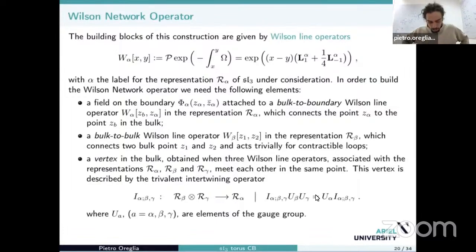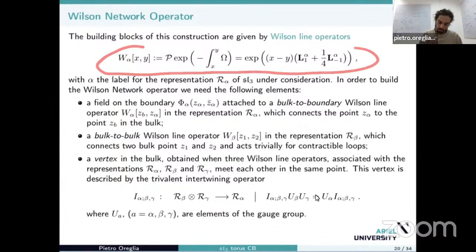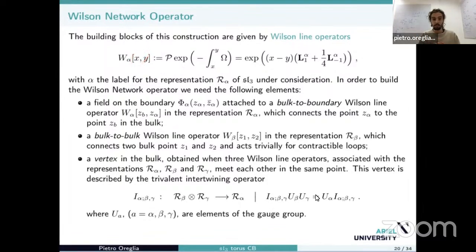But now, first of all, let us define the building block of the construction that we are going to explain later. This is the Wilson line operator. The Wilson line operator is defined in this way. It's quite easy. It depends on two points of the spacetime, x and y, and on the representation in which we decide to represent this generator here, of course.